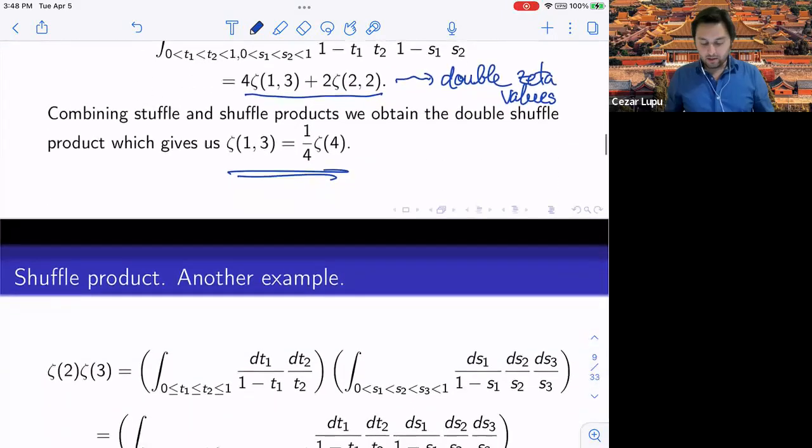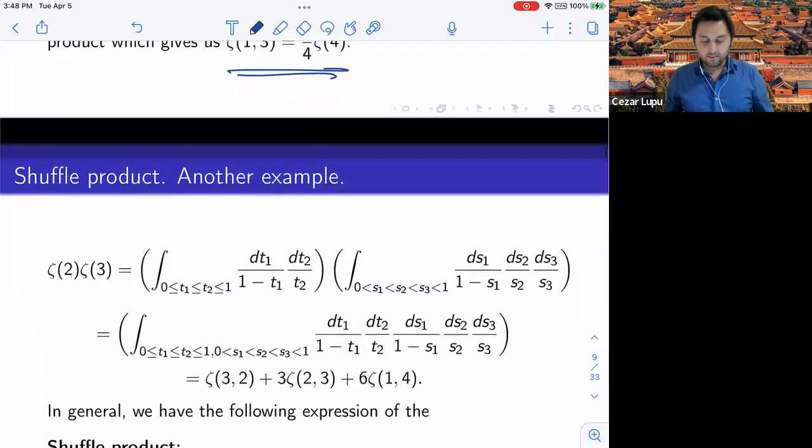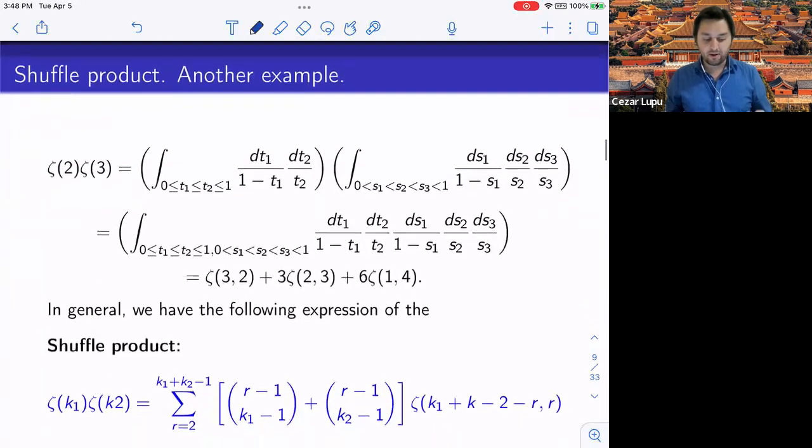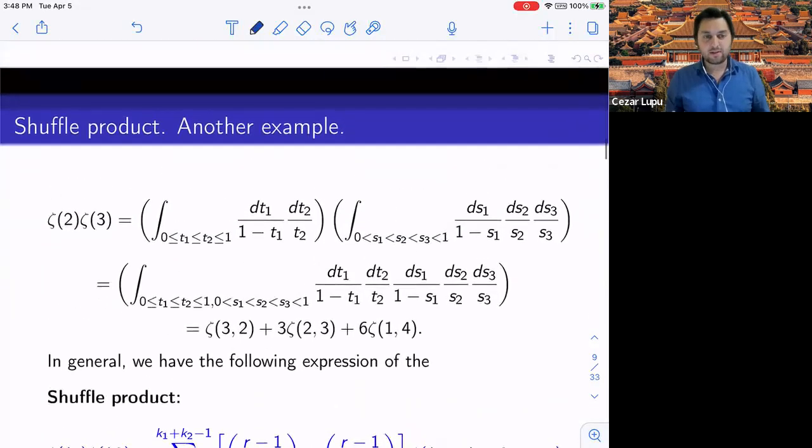So here is another example of the shuffle product. This time we multiply zeta of 2 and zeta of 3. We multiply two single zeta values, but the first one is in weight 2 and the second one is in weight 3. And of course, we obtain only double zeta values, as you can see here: 3 zeta of 3, 2 plus 3 zeta of 2, 3 plus 6 zeta of 1, 4. So you can see there are 10 of them.